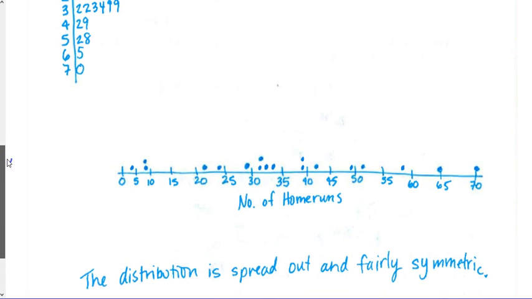Here is a dot plot of it. Just an approximation, not going to measure, but this is from 0 to 70, best job possible. And if you look at it this way, it's pretty symmetrical, all right?